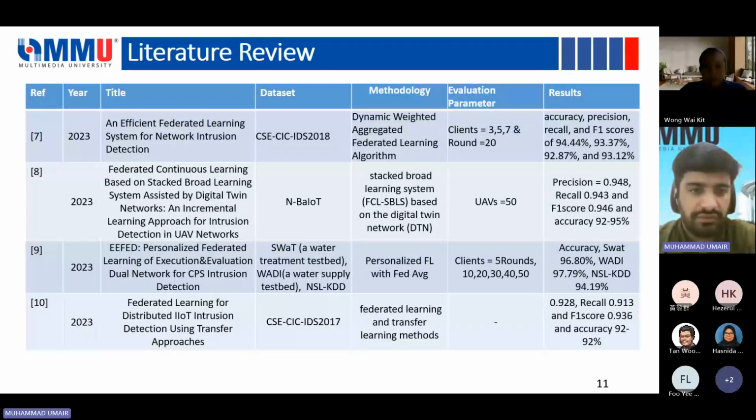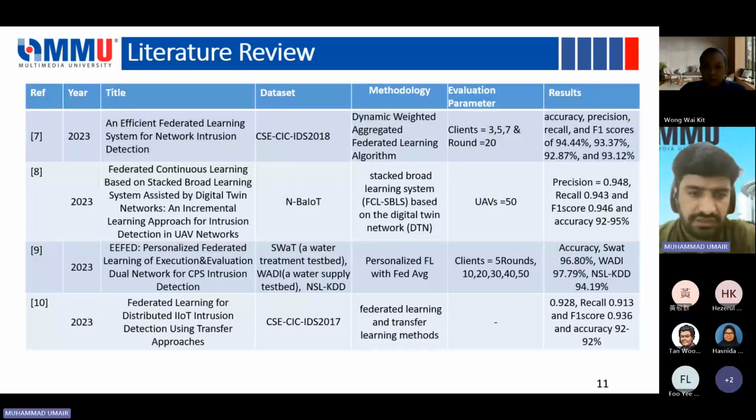Now, many researchers are working in this area and they are utilizing federated learning for network intrusion attacks. As we can see, the author of reference 7 has utilized the CSE dataset and used a dynamic weighted aggregation technique with federated learning along with a different number of clients and achieved an accuracy of 94%. Similarly, the author of reference 8 used the NB-IoT dataset for attack classification, and in his case, he used UAVs as clients, where he achieved an accuracy between 92 and 95%.